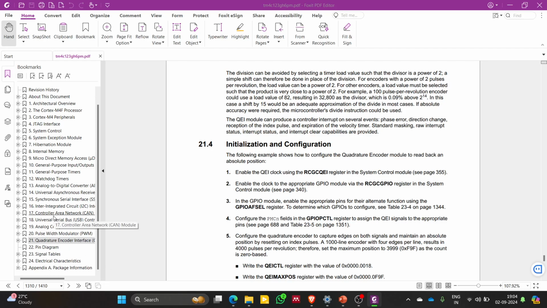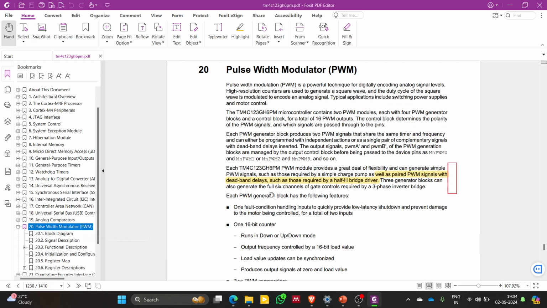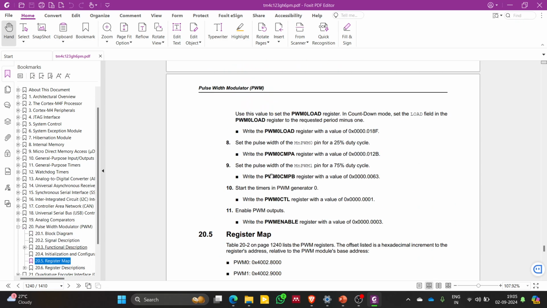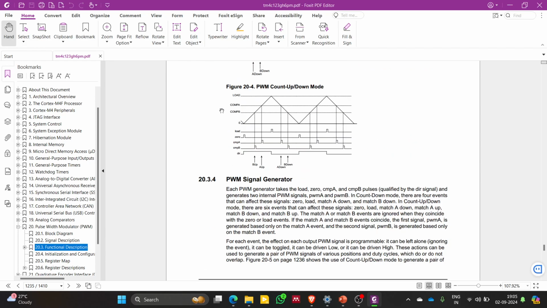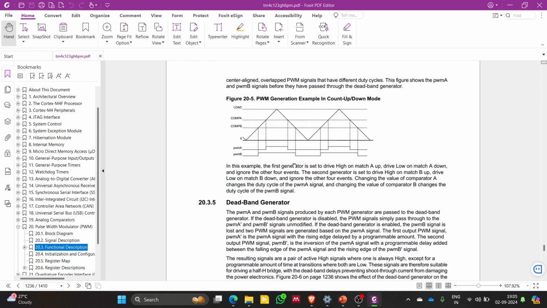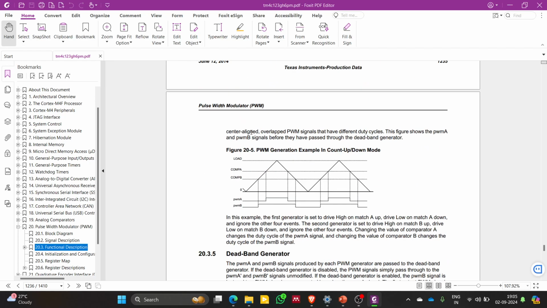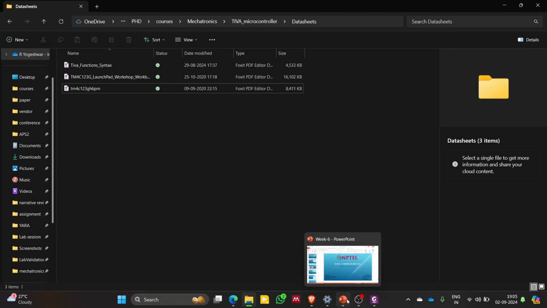Then there is a problem related to PWM also, the pulse width modulation. You need to go to chapter 20. Here is the block diagram. There is one example problem also given. All of this will help you. I can't just spoon feed you everything, so you need to figure it out by yourself.